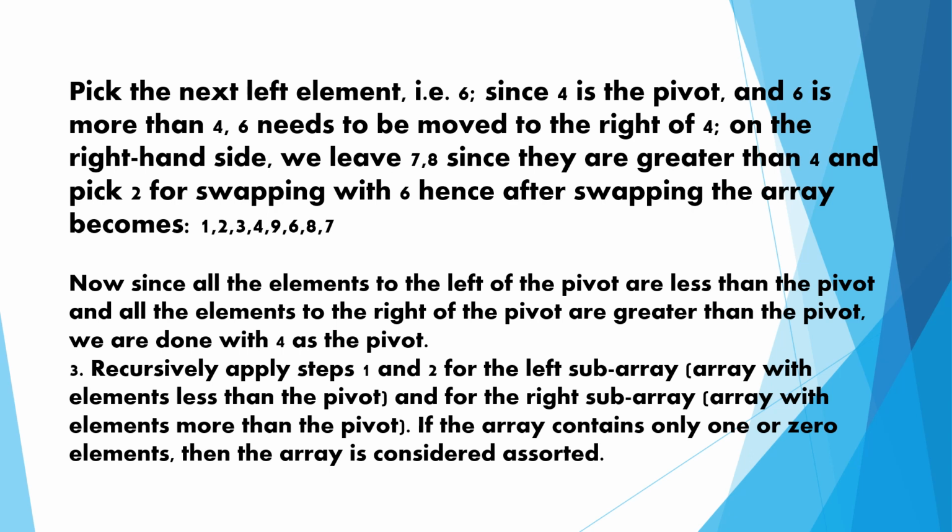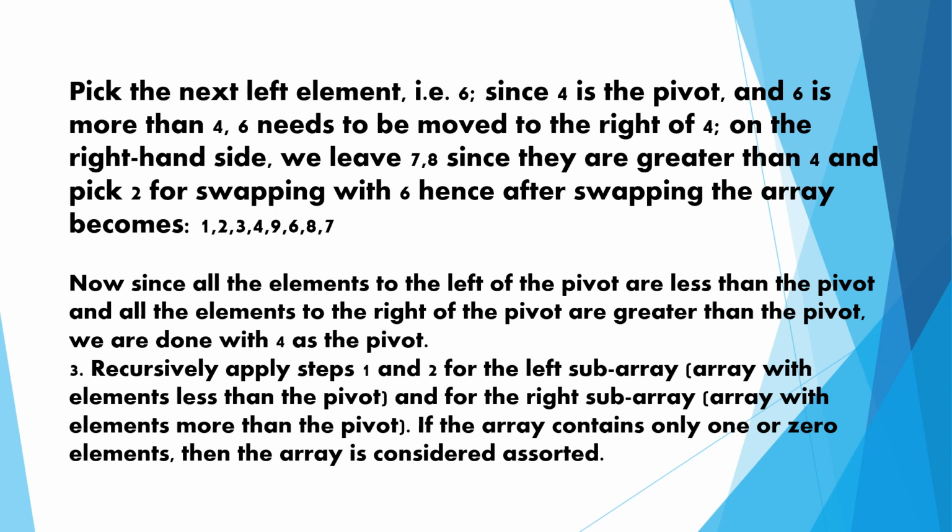Now, since all the elements to the left of the pivot are less than the pivot, and all the elements to the right of the pivot are greater than the pivot, we are done with 4 as a pivot.